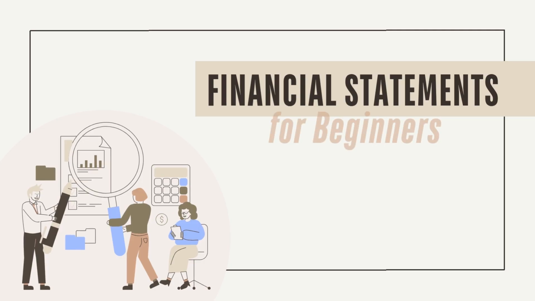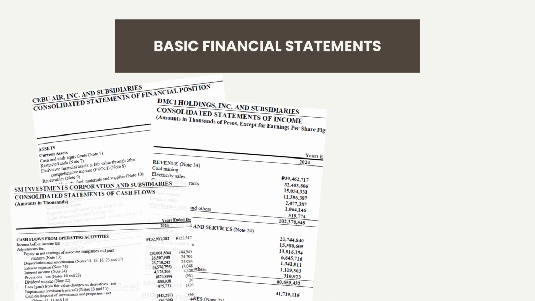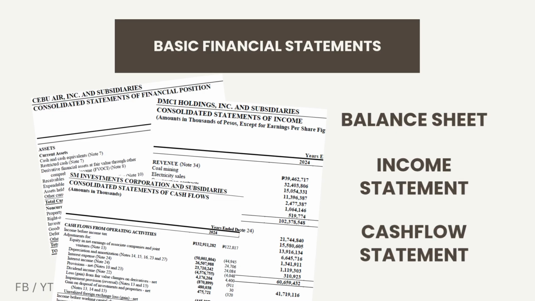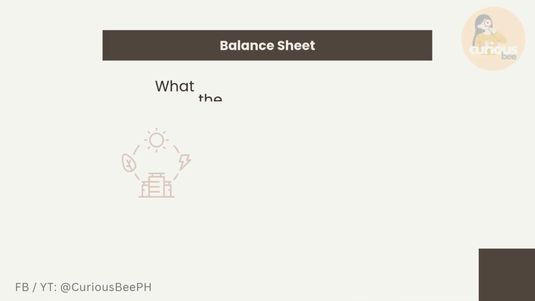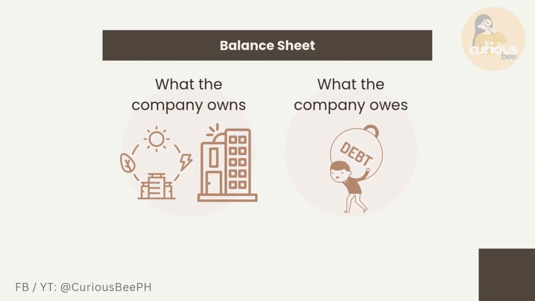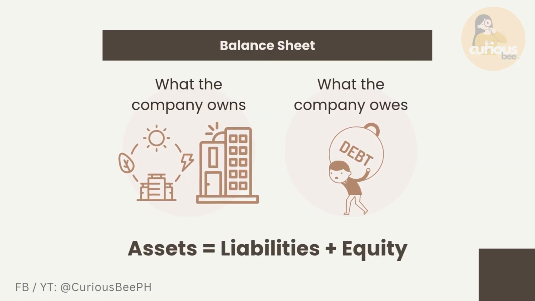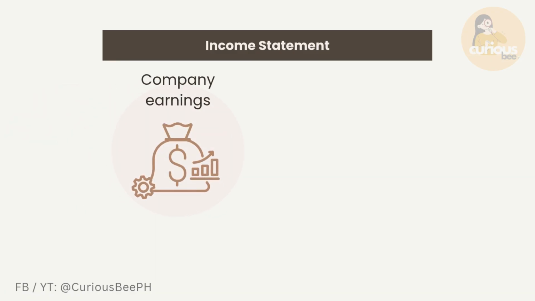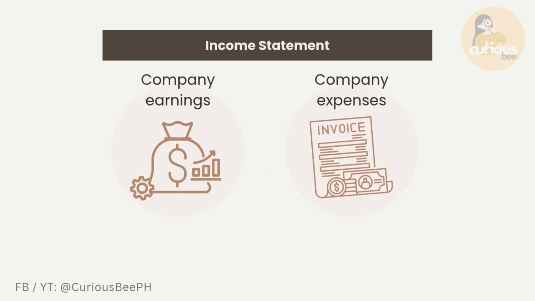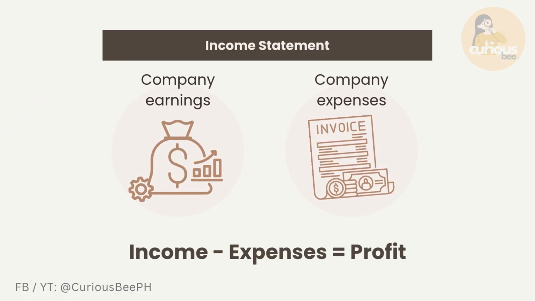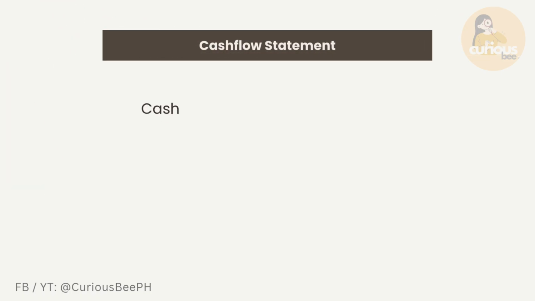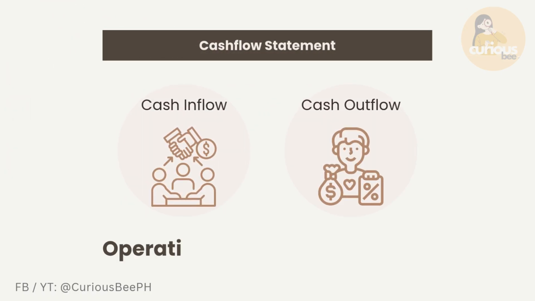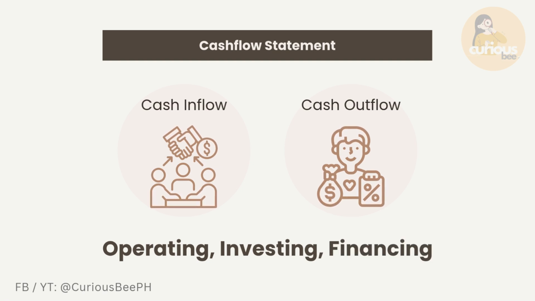Financial statements for beginners. Let's recap. The three basic financial statements are balance sheet, income statement, and cash flow statement. A balance sheet shows what the company owns and what it owes presented through assets, liabilities, and equity. An income statement shows how much the company is earning and how much it is spending by presenting it through income and expenses. The cash flow statement shows where the company's money comes from and where it is spent by grouping it into operating, investing, or financing activities.